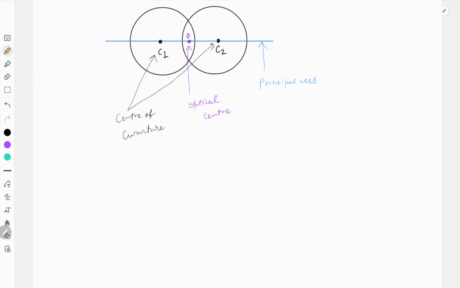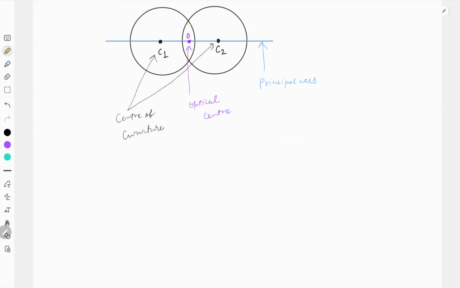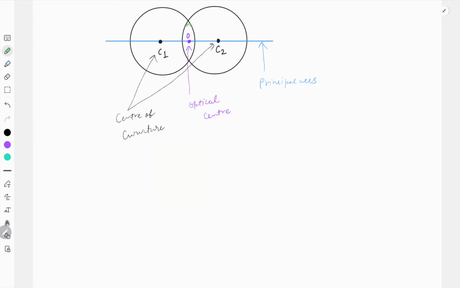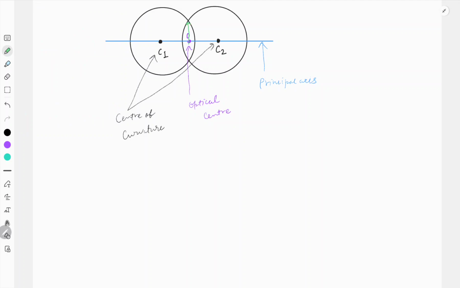Let's take another color. This circular outline, right? Let's not take yellow because it doesn't show properly. Let's take a green. Okay, so this particular thing, let's take a thicker line so that it shows properly. This particular thing, right? So this is called the aperture. This is called the aperture of the lens.